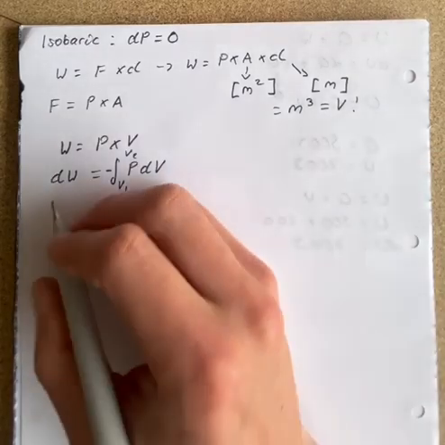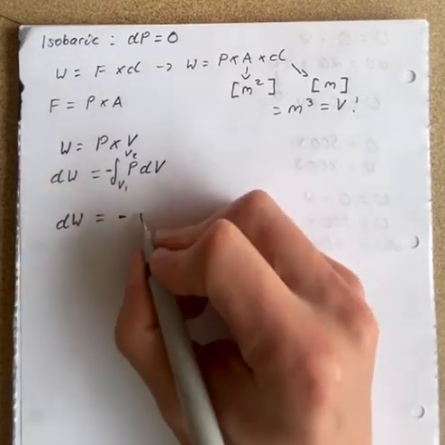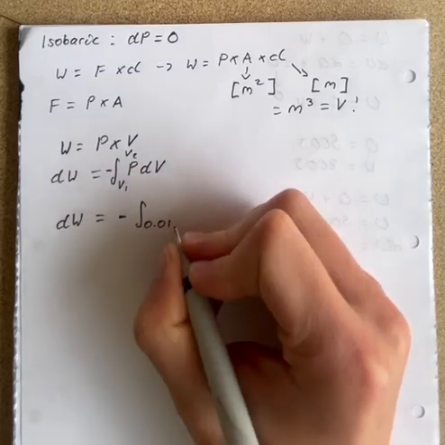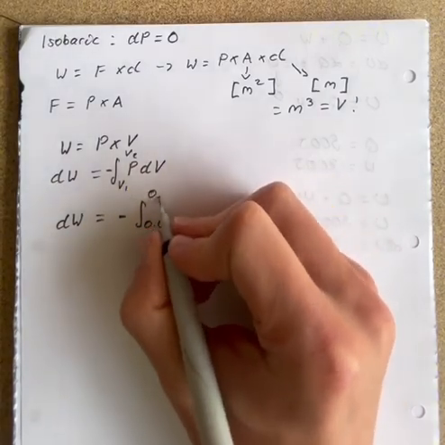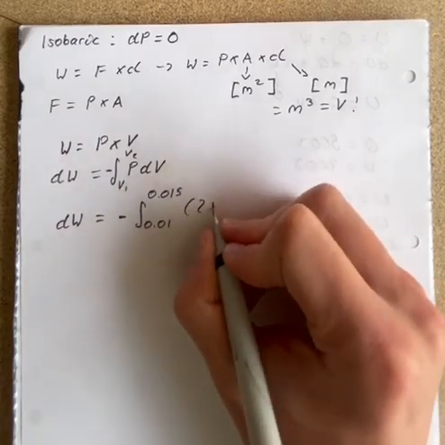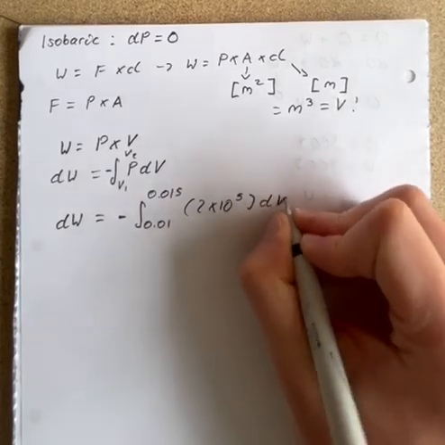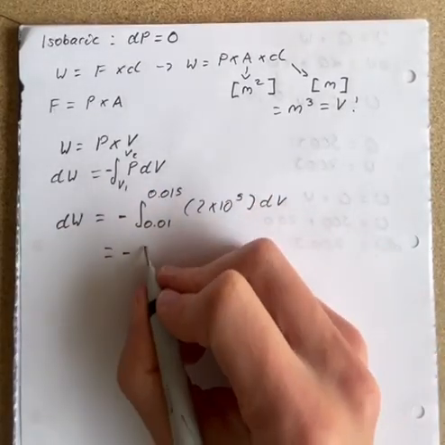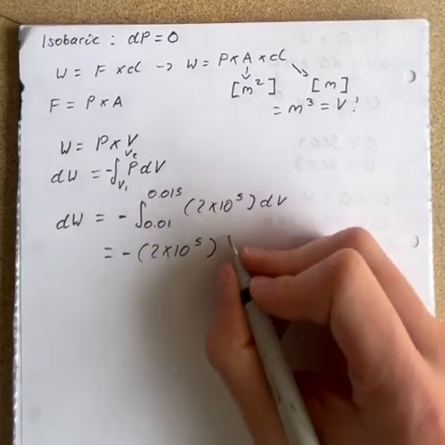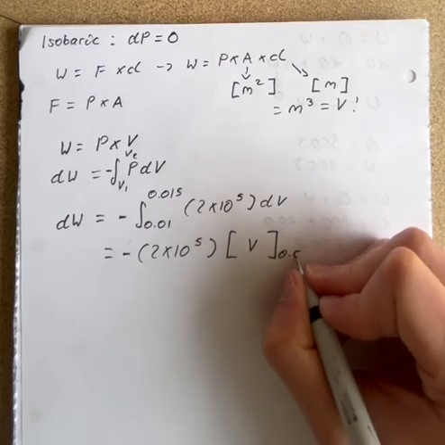So this is pretty simple calculus. Changing W is minus the integral from 0.01 to 0.015 of 2 times 10 to the 5 dV, which again is equal to 2 times 10 to the 5. I'm just going to write it out to make sure I don't mess it up.